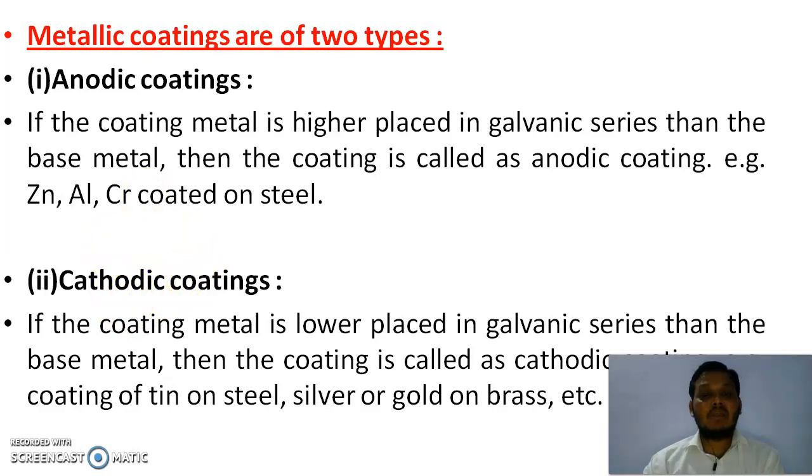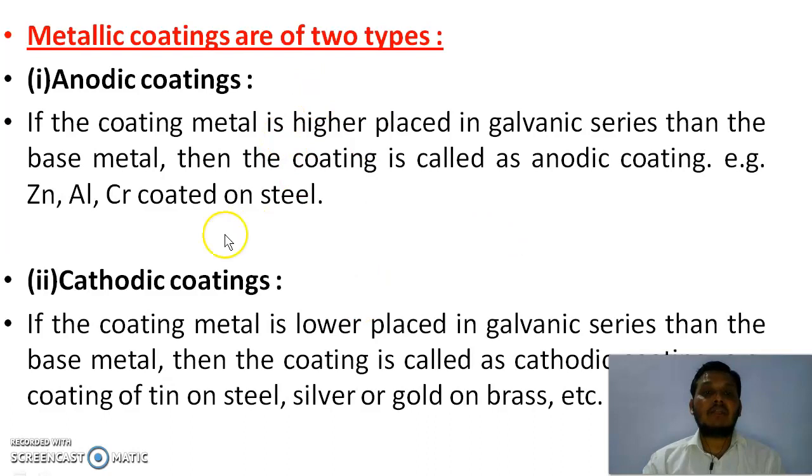Now the second one is cathodic coating, exactly opposite to the anodic coating. If the coating metal is lower placed in the galvanic series than the base metal, it is called cathodic coating. Examples of cathodic coating are tin coated on steel, and silver or gold coated on brass. I will again repeat, metallic coatings are of two types: number one is anodic coating and number two is cathodic coating.